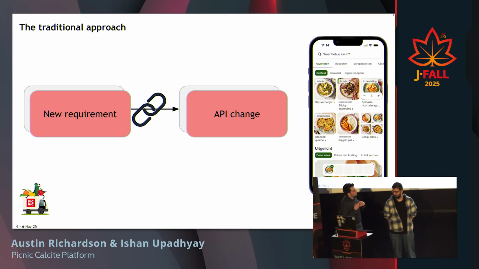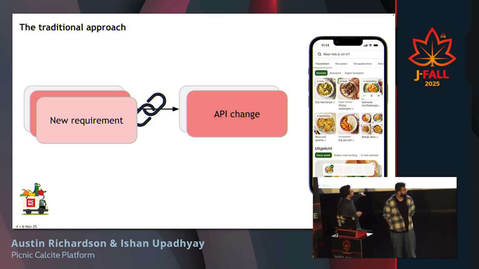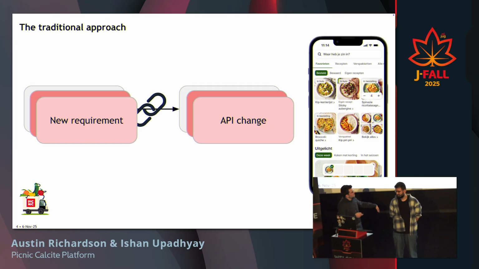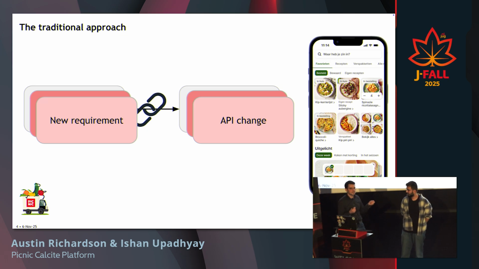And at Picnic, we're always moving very quickly. We're always trying to build more personalized experiences and so on. So that means this happens a lot. And then there's another requirement. And then there's another API change. And what we really didn't like about this is our business teams who want to move quickly started getting bottlenecked by the technical teams. So they would say, hey, I need an API that does this. Then they run an experiment. It didn't work. Hey, I need an API that does this, and so on.